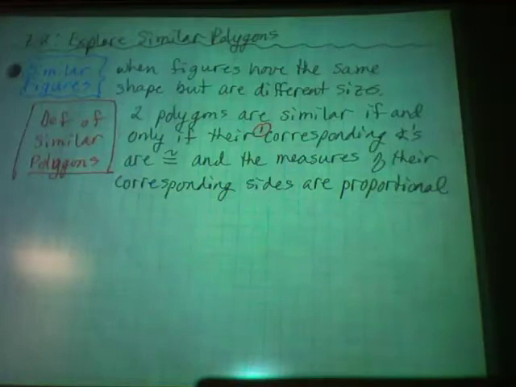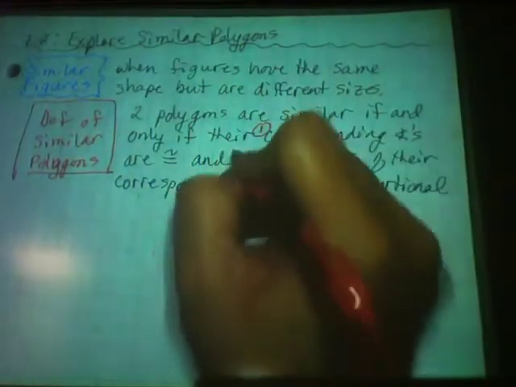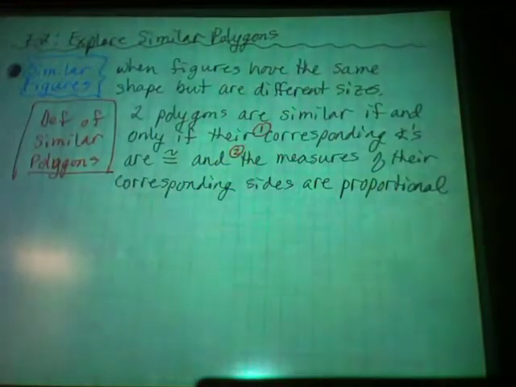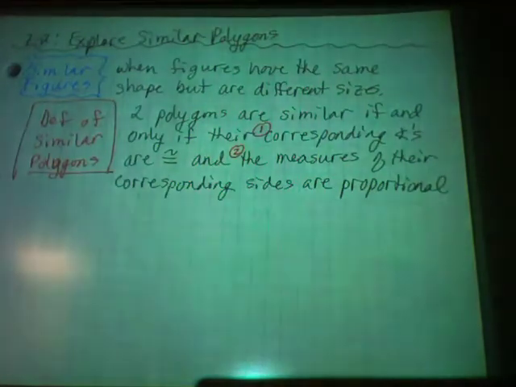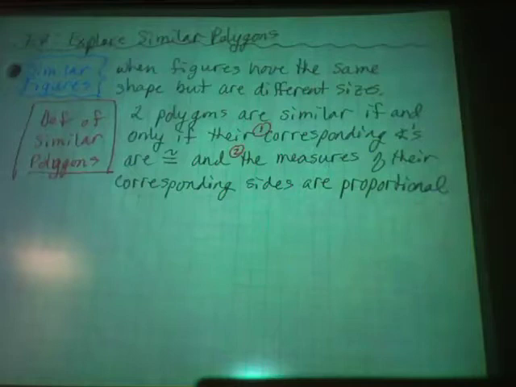And then the second test is that the measures of all corresponding sides are proportional. So you would set up each of the corresponding sides into a ratio and reduce that ratio. If they're all the same fraction, then they're all proportional. But you can't have even one set of sides being a different ratio than the other set.